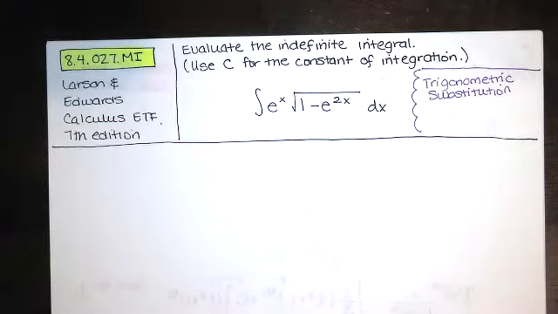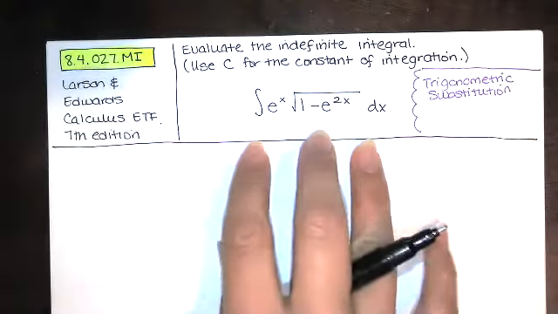In this video, we solved problem 8.4.027 from the Larson and Edwards Calculus Early Transcendental Functions text, 7th edition. We're asked to evaluate the indefinite integral and use capital C for the constant of integration. And this is our integral.